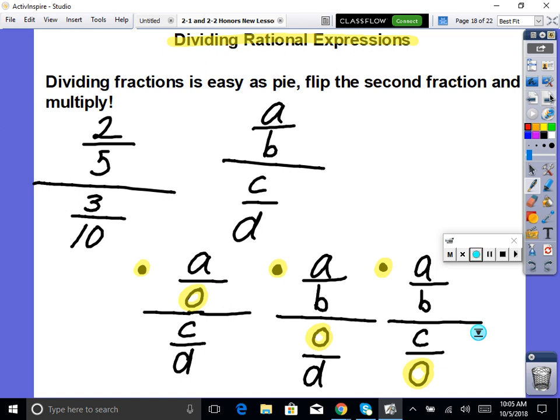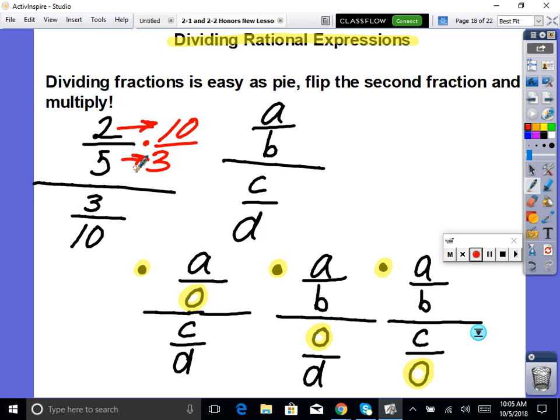So don't we already know how to do that? Yep. So look, dividing fractions is easy as pie. Flip the second fraction, that would be this one, and multiply. Oh, well, we already know how to do that. Are we all good at that? Now here is one thing. With division, make note. In your notes, put a little thing, a huge thing, like make a note somewhere. With division, there is going to be an extra restriction, and I'm going to explain why right now.